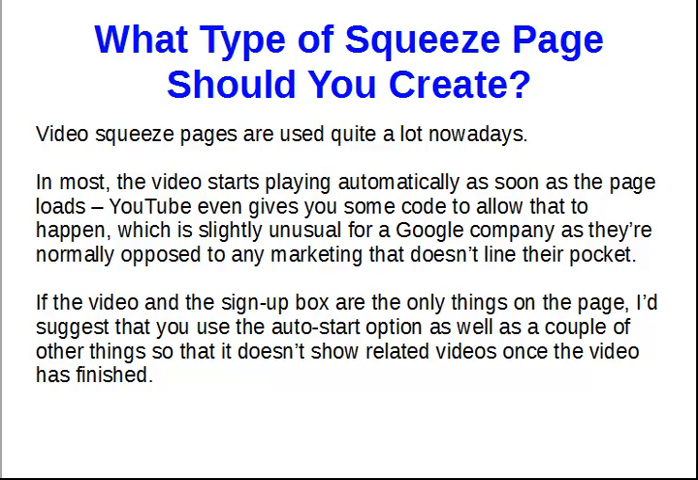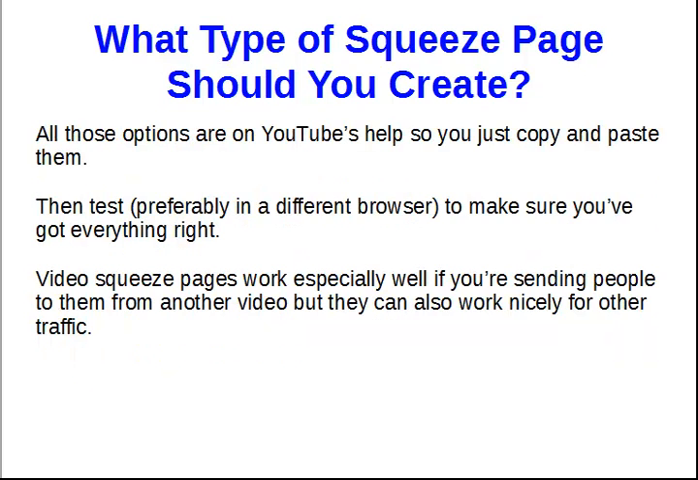And if the video and the sign-up box are the only things on the page, I'd definitely suggest that you use the auto start option, as well as a couple of other things, so it doesn't show related videos once the video is finished. Otherwise you'll get the standard YouTube thing where it's, oh, here's this one now, you might be interested in those. No, you don't want that to happen, so make sure that you put the code in for that. As I said, all those options are on YouTube's help, so you just copy and paste them and then test, preferably in a different browser, just to make sure nothing's stuck that shouldn't be stuck, to make sure you got everything right.